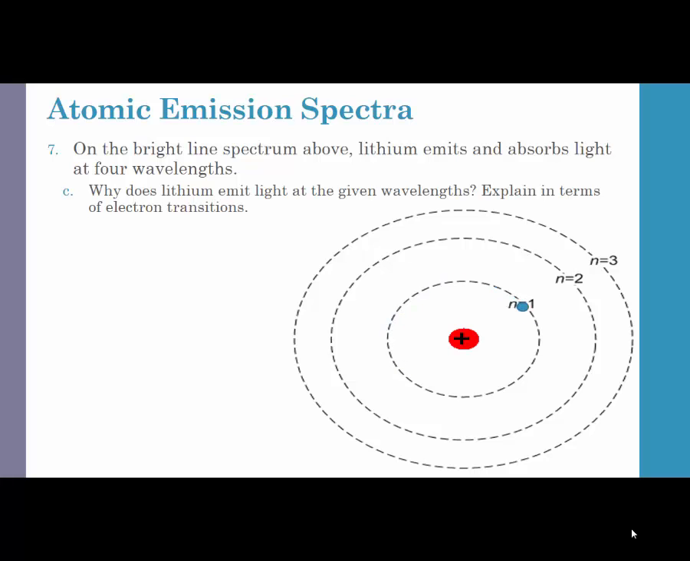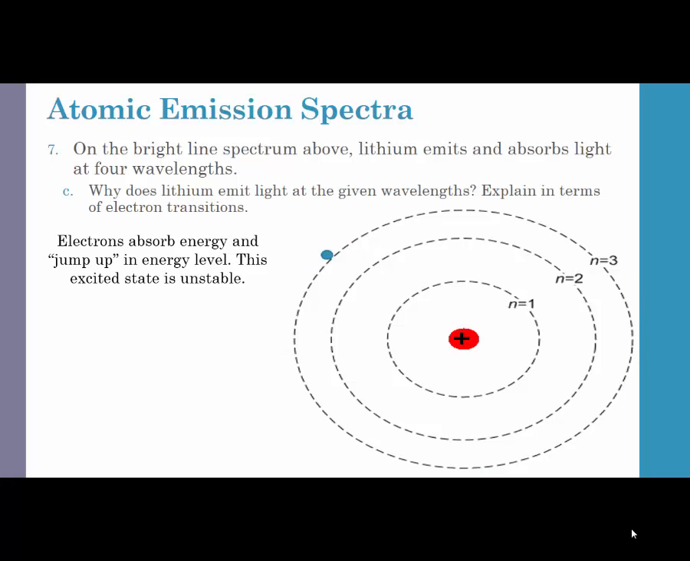Now, it's possible that this atom, and in particular this electron, might absorb some energy. If energy is absorbed by that electron, it's going to jump up into a higher energy level. We call this the excited state. So it has jumped up from the first energy level to the third. This arrangement is unstable.